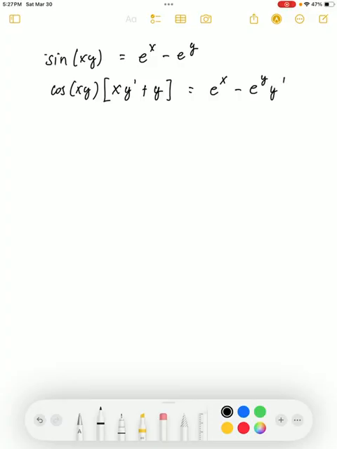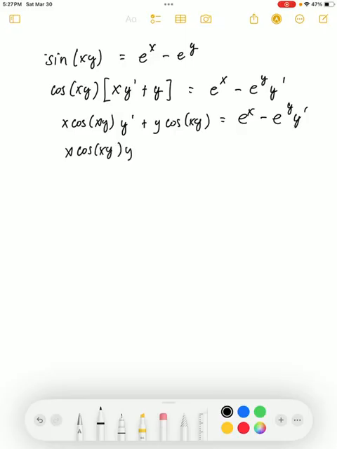So, then by distribution, I will have then x cosine xy y prime plus y cosine xy will be equal to e to the x minus e to the y y prime. Then, lahat ng mga y prime, magkasama na sila. On the left side, I will have x cosine xy y prime plus e to the y y prime will be equal to e to the x. Ito namang y cosine xy natin, nililipat sa kabila. I will have then minus y cosine xy.